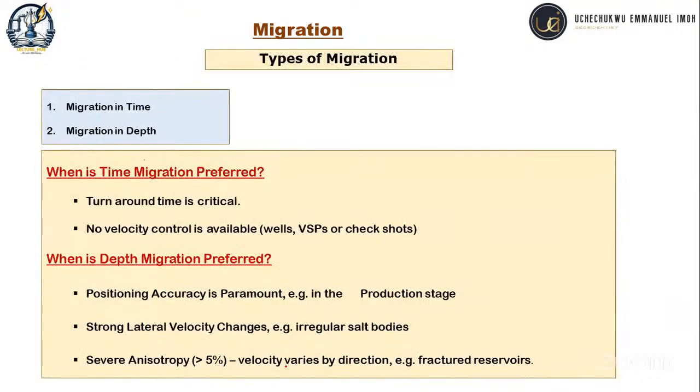So there are different types of migration. Migration is done in time and then in depth. Remember that your receivers are recording two-way times. So your seismic data throughout the processing has been in time, from 0 to maybe 6 seconds, 10 seconds, depending on the record length of the seismic data. When you finish your processing and get to the migration stage, you are migrating the data in time. And there are different ways you migrate. There is what we call Kirchhoff migration, there's reverse time migration, and all that.